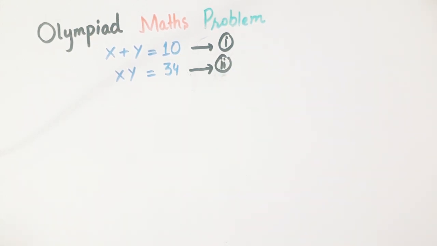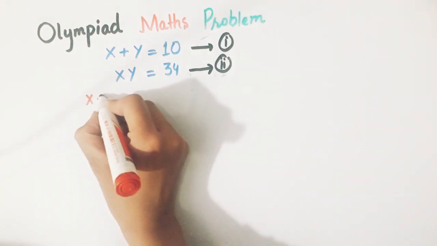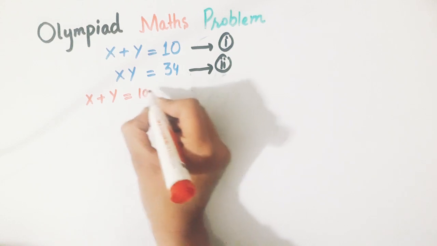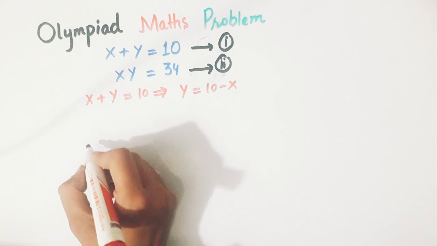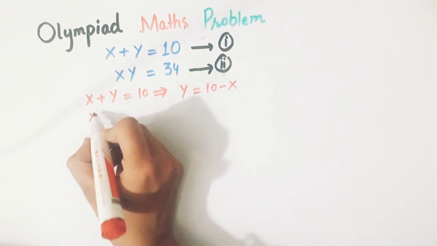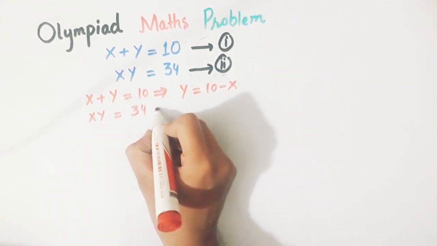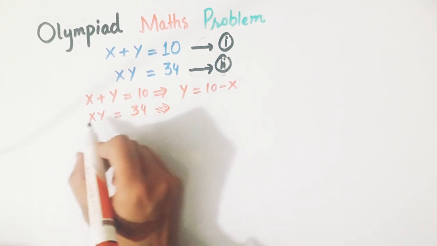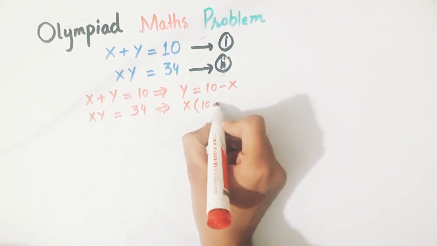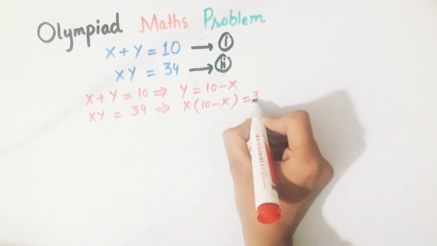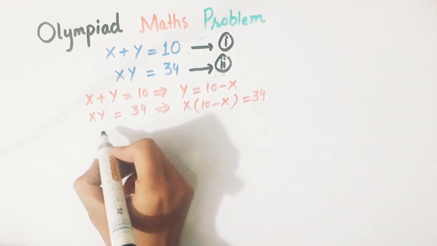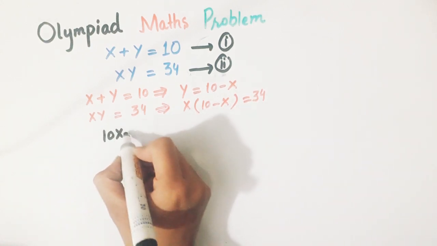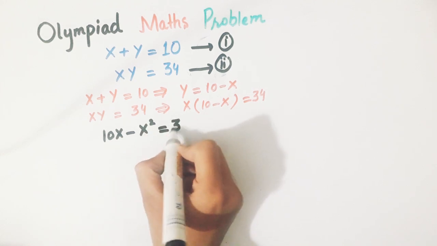Now from equation 1 we get x plus y equals 10, which implies that the value of y will be 10 minus x. Now from equation 2 we have xy equals 34, and we will substitute the value of y in this equation. Then x into (10 minus x) equals 34. Multiplying x by (10 minus x), we get 10x minus x square equals 34.